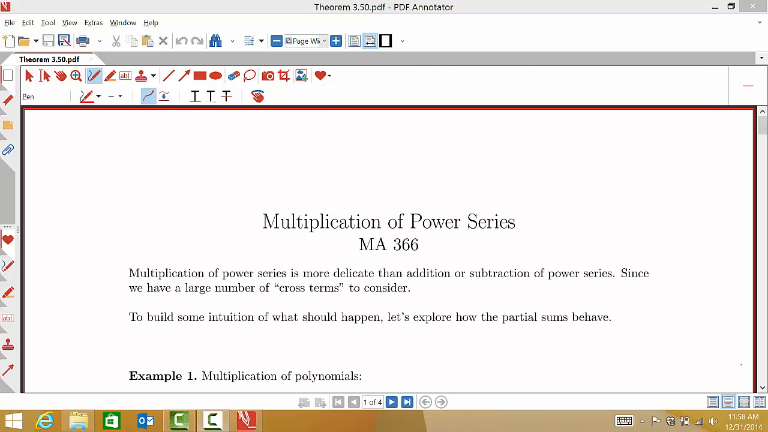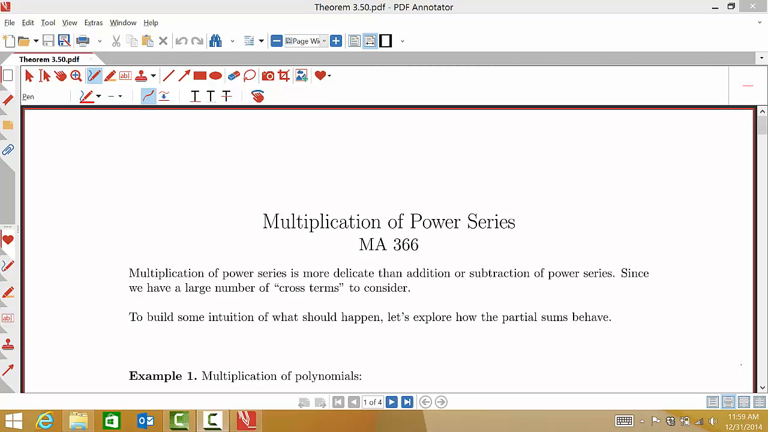Now multiplication of power series, we're going to see it's a little bit more delicate than things like addition and subtraction. Addition and subtraction of power series, you can just pair up like terms. It's pretty simple, pretty straightforward. But when we're multiplying, we're going to have a large number of cross terms.